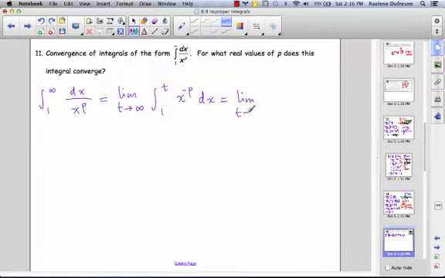So we get the limit as t approaches infinity of the antiderivative, which is x to the negative p plus 1 over negative p plus 1, or 1 minus p, evaluated from 1 to t.